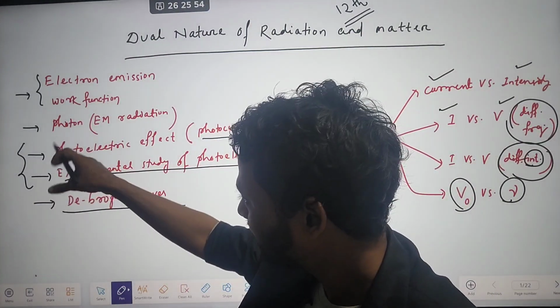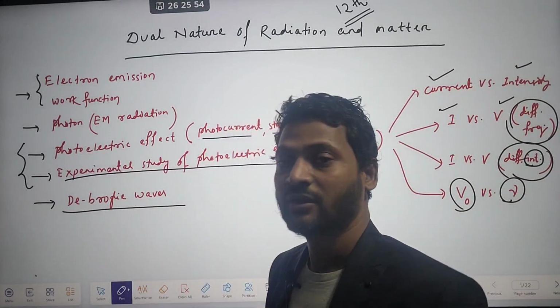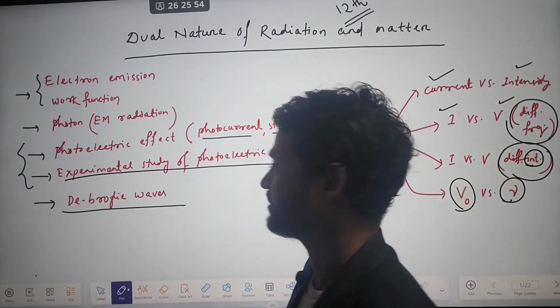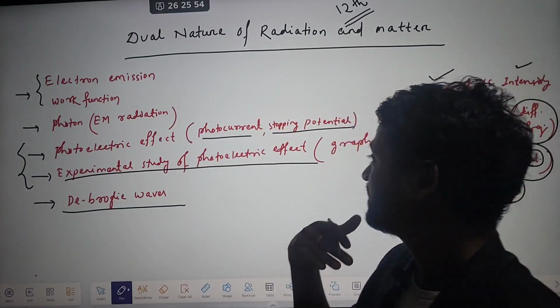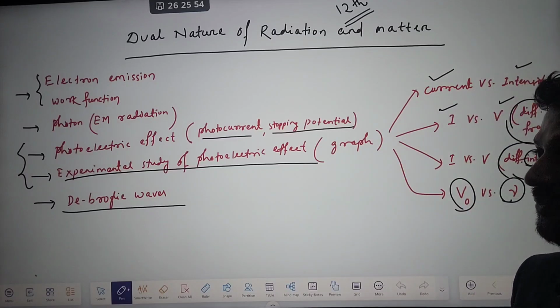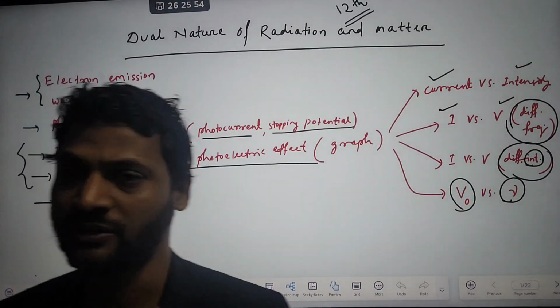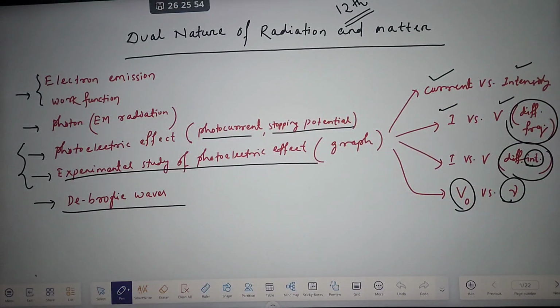Let me say what the rest of the parts are. There is the photoelectric effect also. What do we need to study in the photoelectric effect? Einstein's photoelectric effect and Einstein's photoelectric equation. There we'll study in detail what is photocurrent and what is stopping potential, and what is the variation of photocurrent with respect to different parameters like frequency, intensity, and applied voltage.